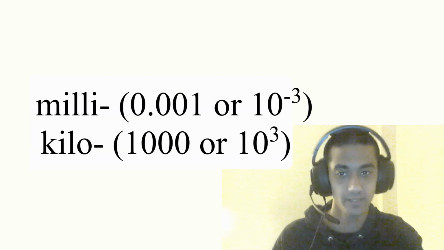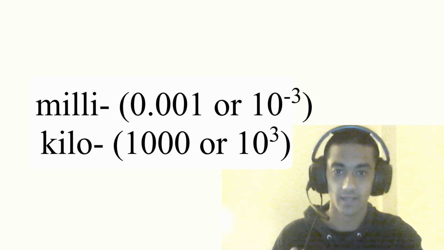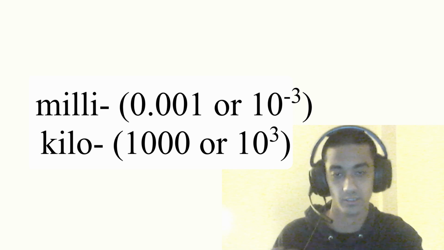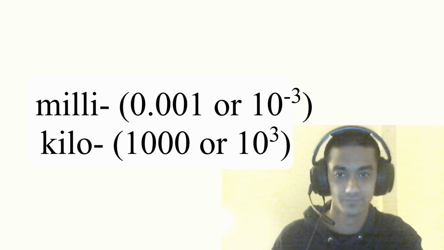The most commonly used prefixes are milli, which means 10 to the minus 3, and kilo, which means 10 to the third power, or 1000. Each prefix is said before the name of the unit. It acts as a modifier to that unit, since it changes the value of the unit by the corresponding factor.